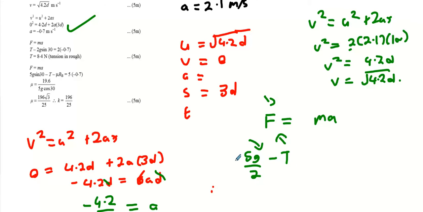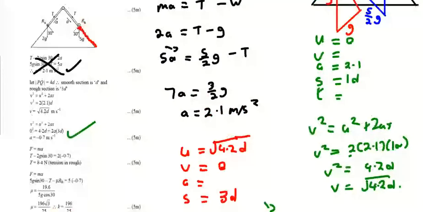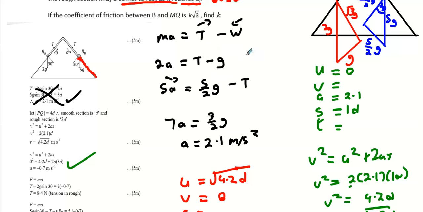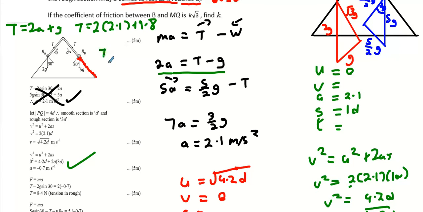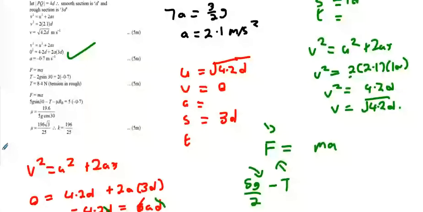Now, do you know what I'm going to do as well? I'm going to go back to the original equations and figure out what T is, just to see what the tension was at the beginning, because I'm just curious, okay? So at the very beginning of the question, we could have T equals 2A plus G. So T equals 2 times 2.1 plus 9.8. That's 14 newtons, okay? So the tension used to be 14 newtons. Just bear that in mind. I don't know if it's going to affect anything.